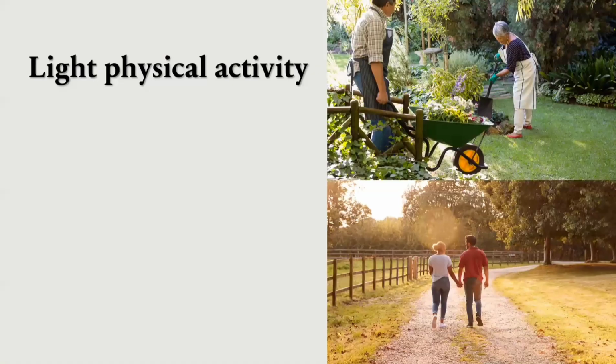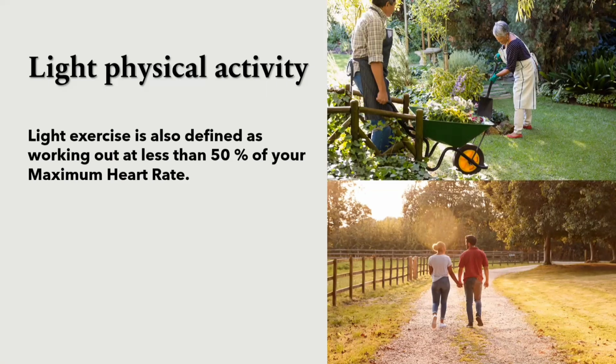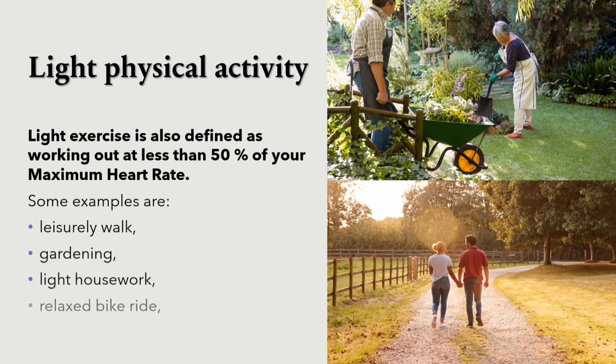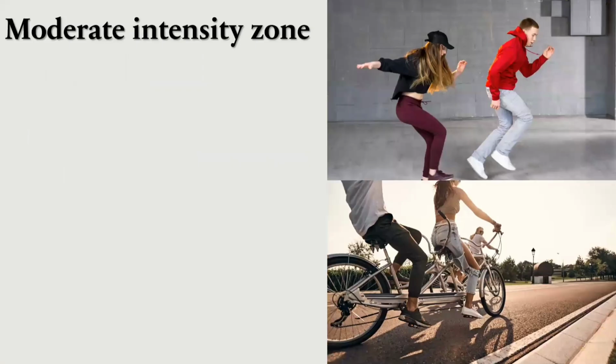Now let's look at the intensity levels. Light physical activity. This is the type of exercise that will not cause you to break a sweat or speed up your breathing. The simplest method for determining your intensity of your workout is the talk test. You should be able to sing while performing light exercise. Light exercise is also defined as working out at less than 50% of your maximum heart rate. Some examples are leisure walking, gardening, light housework, relaxed bike ride, fishing, etc.